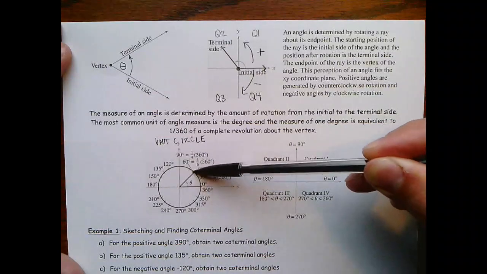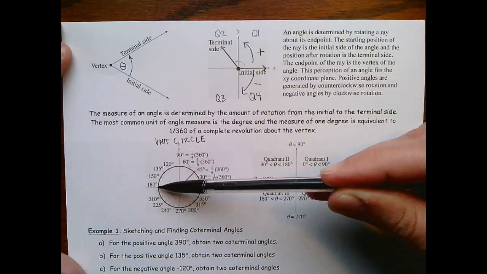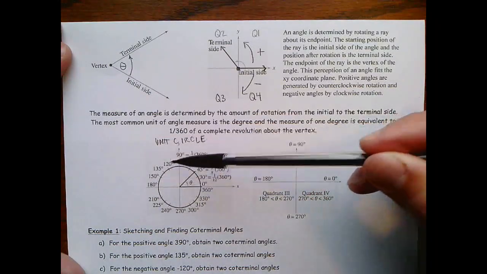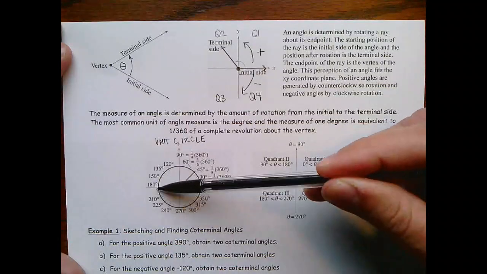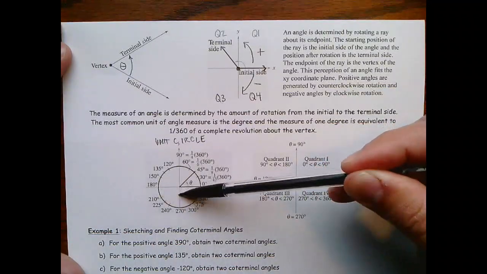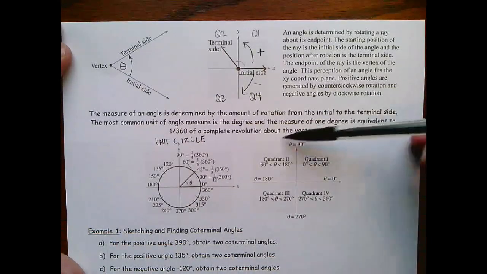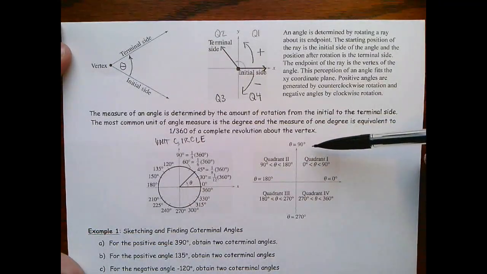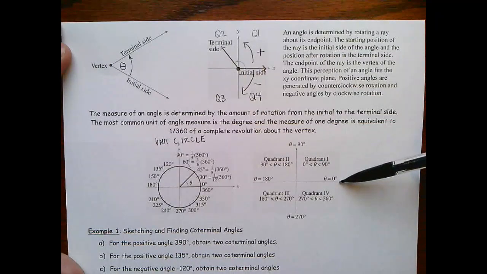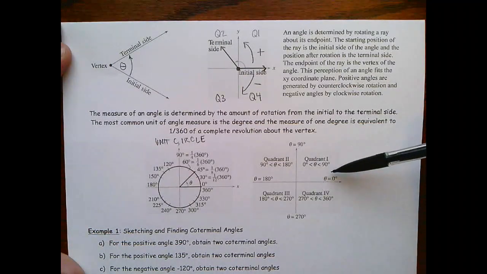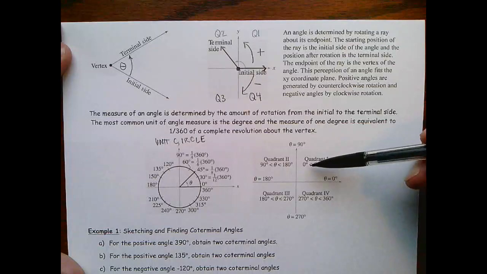If you go from this side all the way to the other side, that's half of a circle. That's 180 degrees. Then if you go from 180 to 270, that's quadrant 3, another 90 degrees. Then from 270 to 360, you have quadrant 4. So that's all they're saying in this picture here. They're saying that if you start with theta at 0, then quadrant 1 is anything between 0 and 90. Why is it not including 0 and 90?